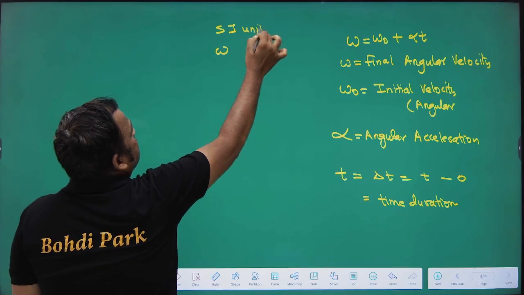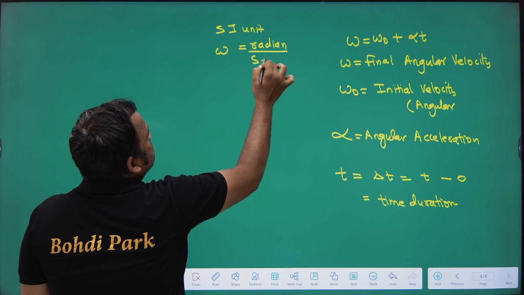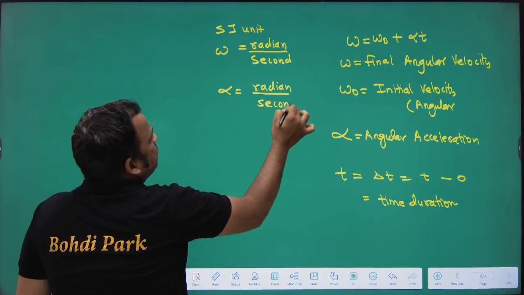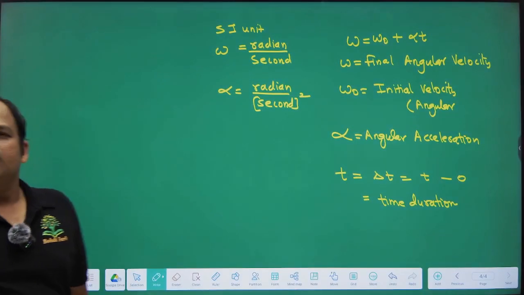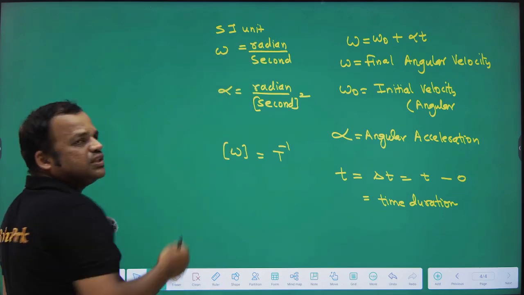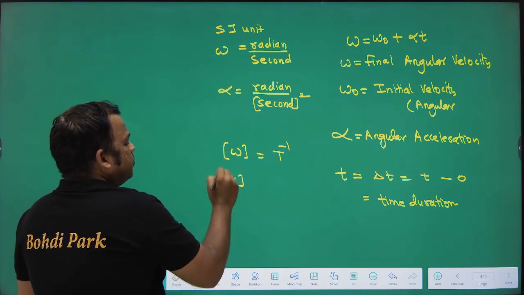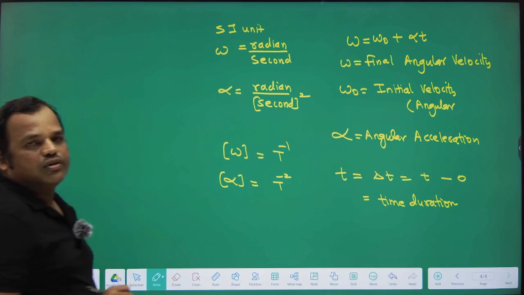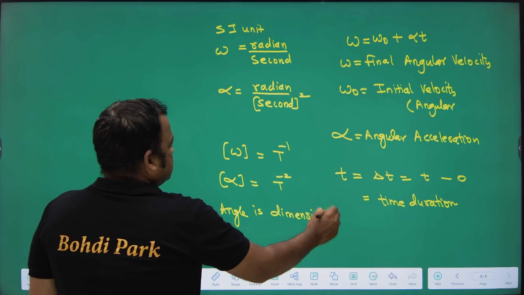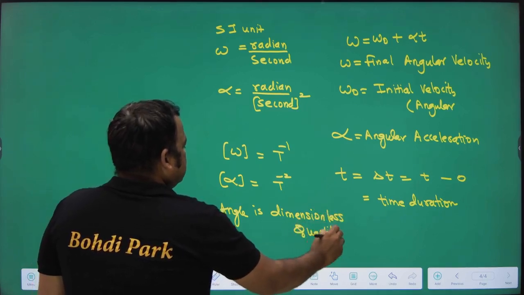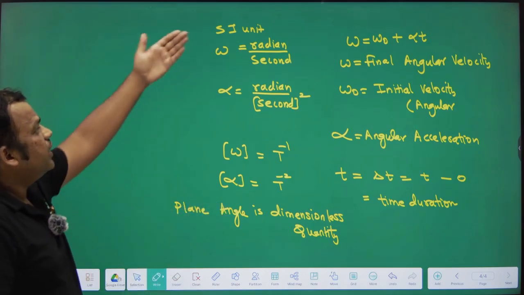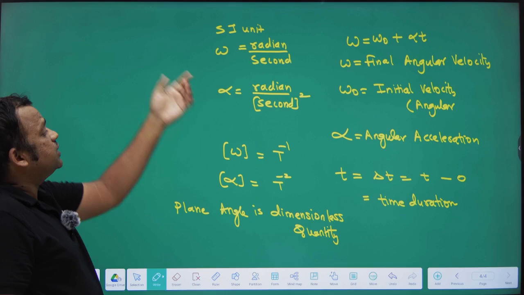The SI unit for omega is radian per second, and alpha will be radian per second square. If we talk about dimension, the dimension of omega will be T to the power minus 1, because the angle is a dimensionless quantity, and the dimension formula for alpha will be T to the power minus 2. Angle is a dimensionless physical quantity. It is a plane angle. The rate at which plane angle is changing with time is angular velocity, and the rate at which angular velocity is changing with time is known as angular acceleration.